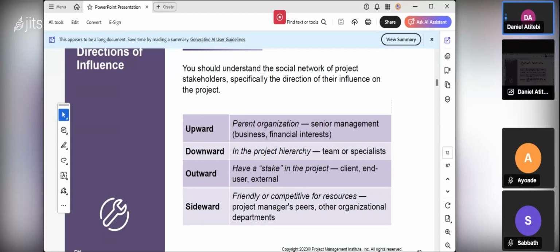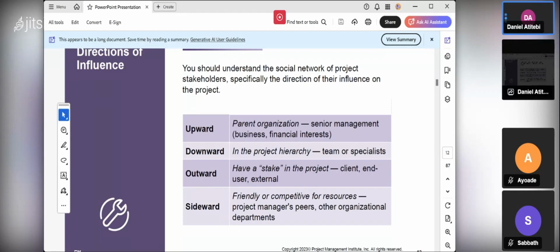Those people who have the financial interest in the organization are always at the top, at the strategic level. You know the power, direction of influence. The downward, in the project hierarchy, is your team or the specialists who are executing the project. Outward means your clients, end users, or the regulators, those outside the organization. You can see the direction of influence.